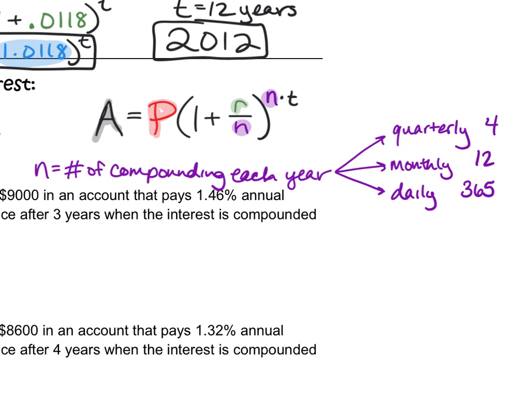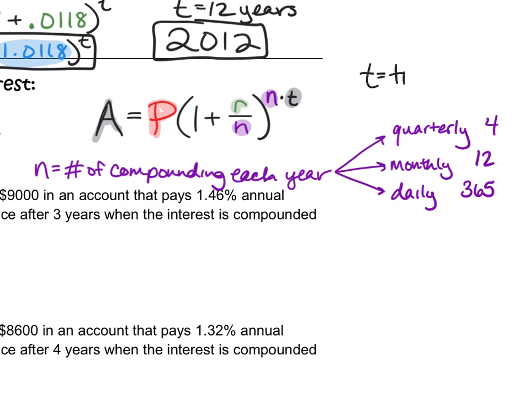But that's the sort of words you're looking for. Weekly, quarterly, monthly, daily, annually. Those are all financial things. And if you don't know how many they are, you can Google that word. Google will help you. The last letter here is T. What do you think T stands for? Time. That's the number of years. And it's specific that it's in years when we're doing these equations.